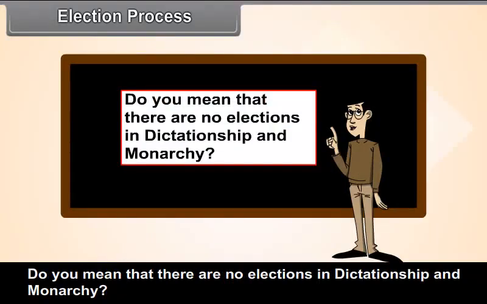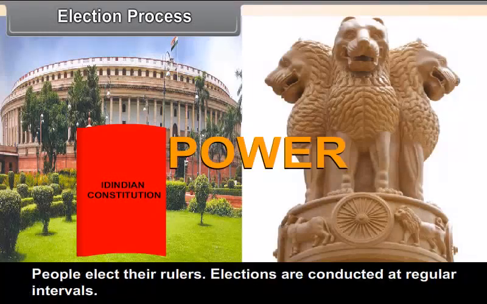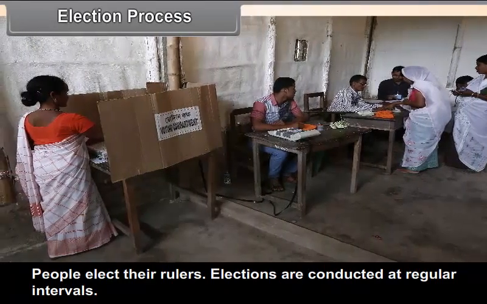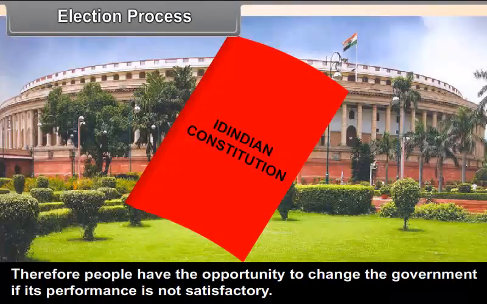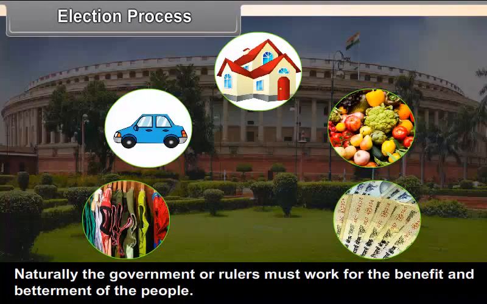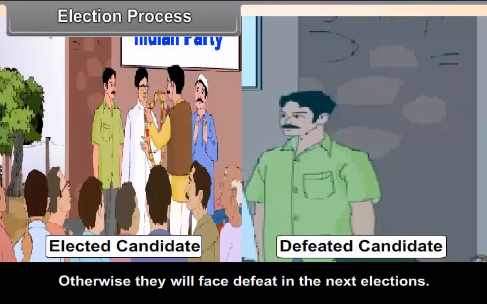Do you mean that there are no elections in dictatorship and monarchy? Democracy is a form of government. In democracy, people have the real power. People elect their rulers. Elections are conducted at regular intervals. Therefore, people have the opportunity to change the government if its performance is not satisfactory. Naturally, the government or rulers must work for the benefit and betterment of the people. Otherwise, they will face defeat in the next elections.